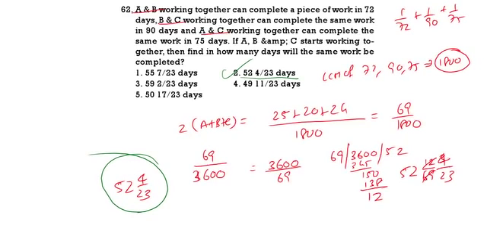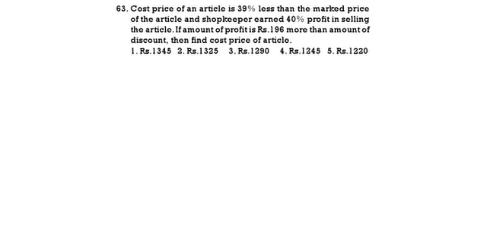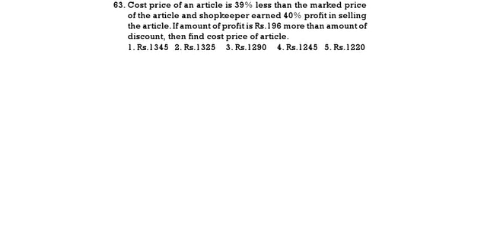See the next one. The cost price of the article is 39 less than the market price of the article and the shopkeeper earns 40% on selling that article. If the amount of profit is 196 more than the amount of discount, find the cost price. So what do you mean by profit? Profit is equal to SP minus CP. What do you mean by discount? Discount is equal to MP minus SP.